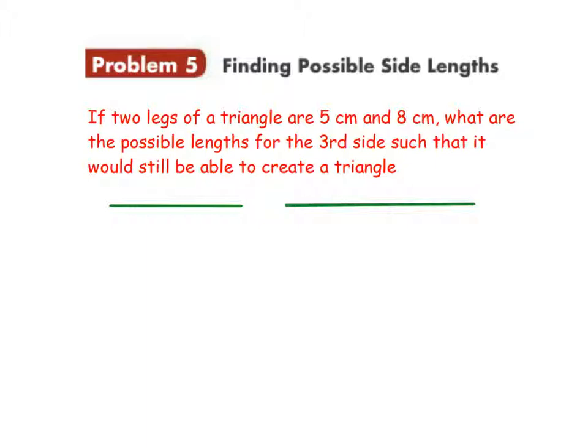All right, so let's take it to the next level. If two legs of a triangle are 5 and 8, what are the possible lengths for the third side such that it would still be able to create a triangle? So I'm pretending right now that this one here is 5 centimeters and this one is 8 centimeters. Now, if I have some measurement that would fall in between, like if this could only be 6 centimeters or 7 centimeters, that's always going to work, because whatever I would pick for this other side, this 6 centimeters or whatever, that's going to easily add up to be as big as that. Or if it was 7 centimeters, it would add up to a 12. That's easily bigger than the 8.